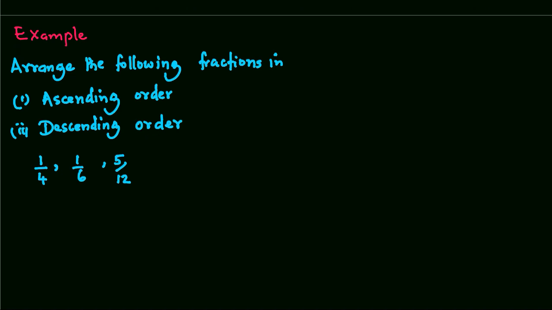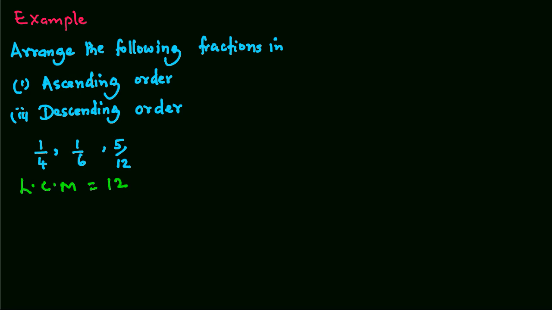if we are to arrange a quarter, 1/6 and 5/12 in ascending or descending order, then we need to have, since we need a common denominator, the LCM of 4, 6 and 12, which is 12. So we can have a quarter, 1/6, 5/12. Then we want to express them with a common denominator.